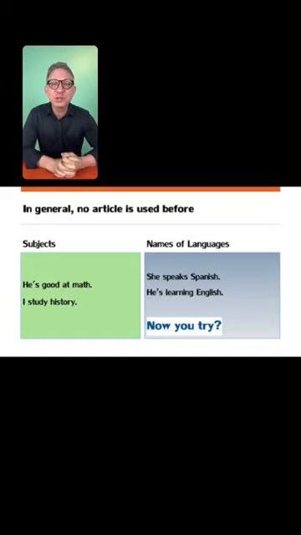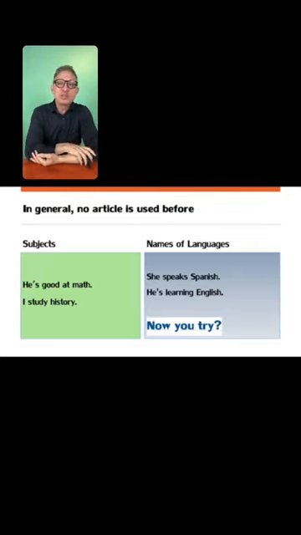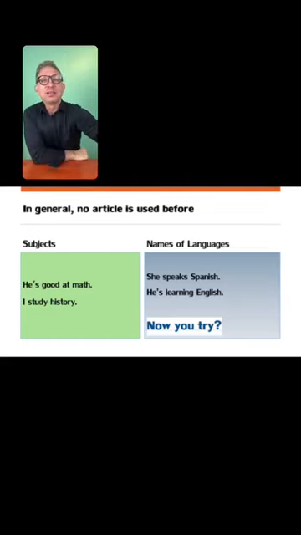What languages do you know? Let's practice and not use an article before them. So what languages do you speak? I speak English, a bit of Spanish, not the Spanish, and a bit of German and other languages. Let's go to the next one.